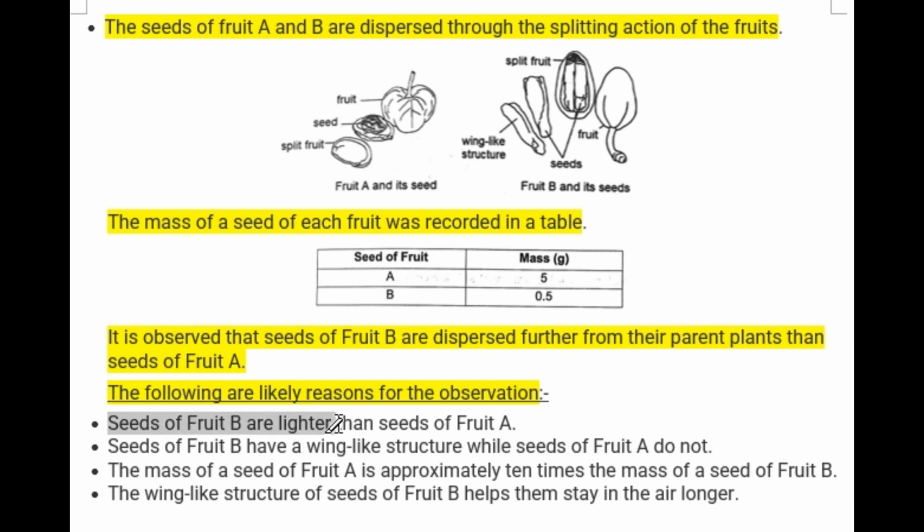Seeds of fruit B are lighter than seeds of fruit A. Seeds of fruit B have a wing-like structure, while seeds of fruit A do not. The mass of a seed of fruit A is approximately 10 times the mass of a seed of fruit B. The wing-like structure of seeds of fruit B helps them stay in the air longer.